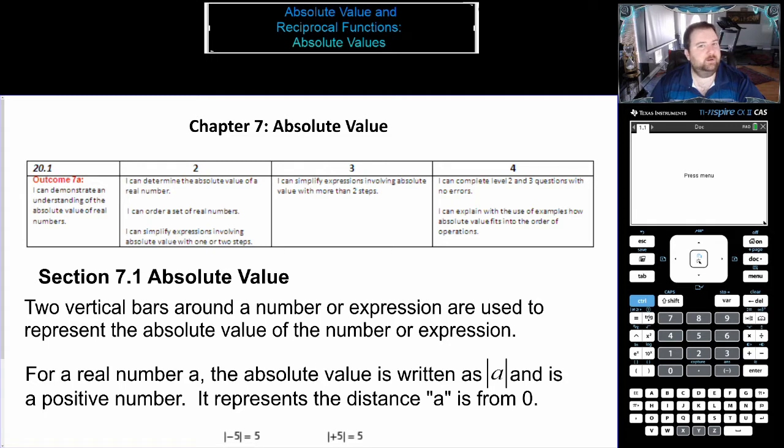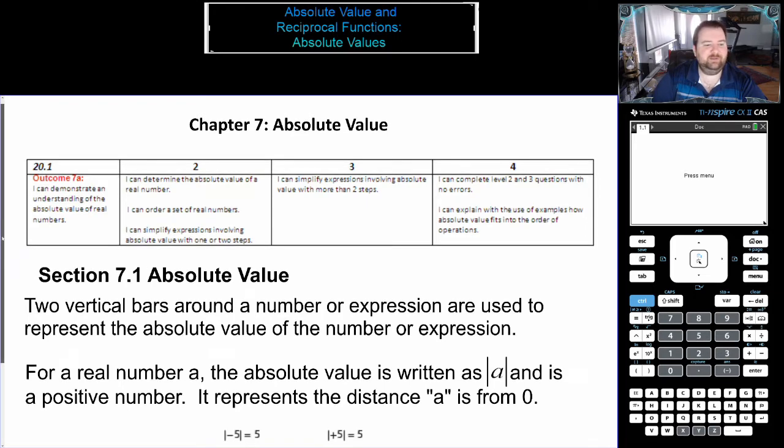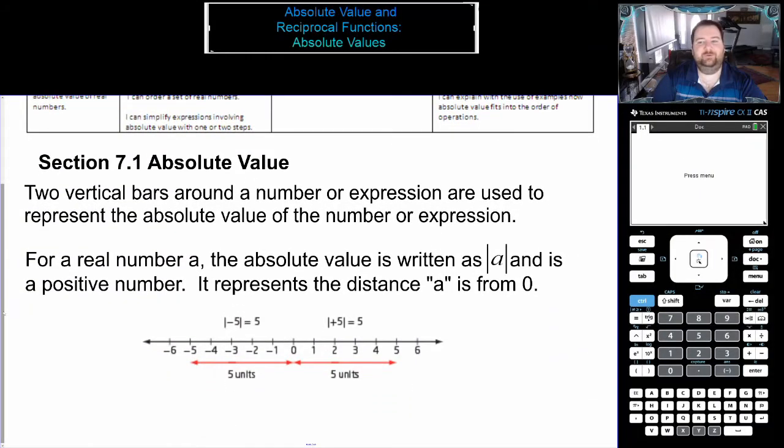We are starting a new unit today, a unit that hopefully you all find enjoyable and easy. This is a unit on absolute value equations and reciprocal functions. Let's get started. So let's take a look at what absolute values are.